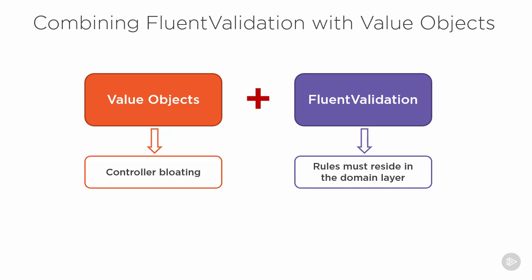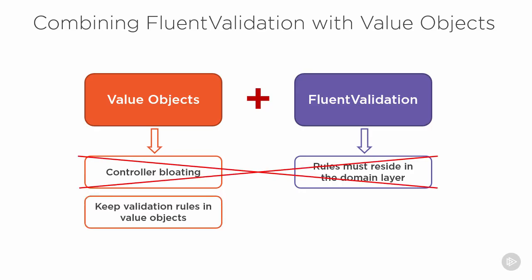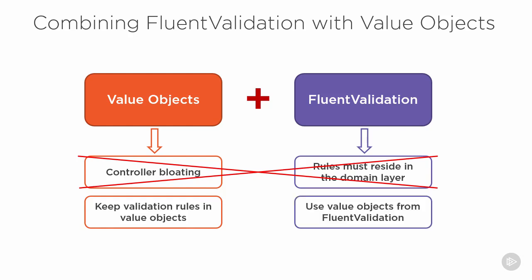But at the same time, if we use the approach with value objects, we lose all the benefits of the Fluent validation library, namely the declarativeness of the validation checks and the fact that ASP.NET automatically invokes those validation checks for us. Can we somehow combine the benefits of both approaches while having the drawbacks of none of them? Yes, we can. We can keep our validation rules in value objects and at the same time have the validator class use those value objects. Let's see how this can be done.